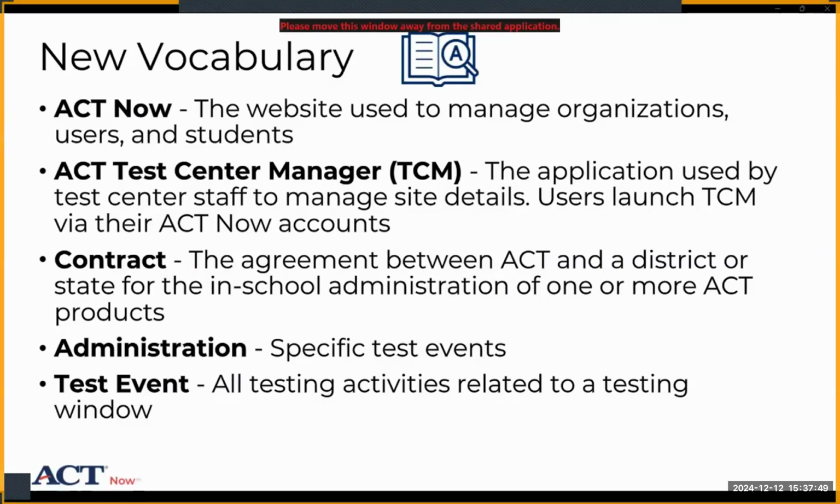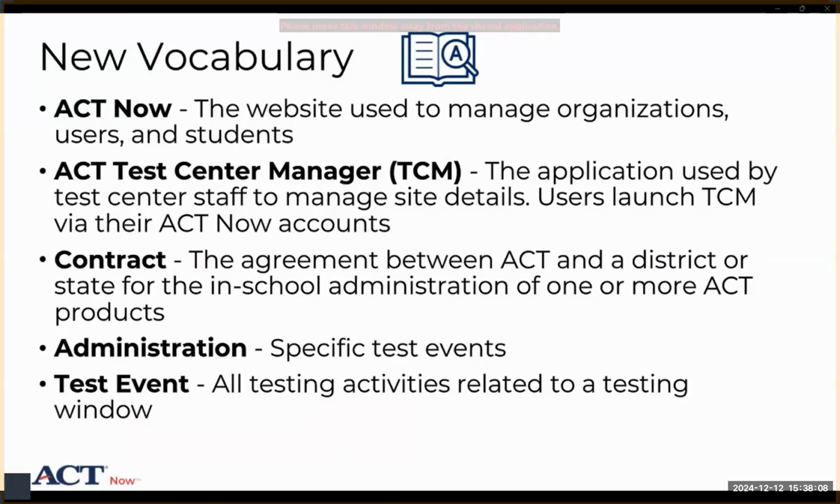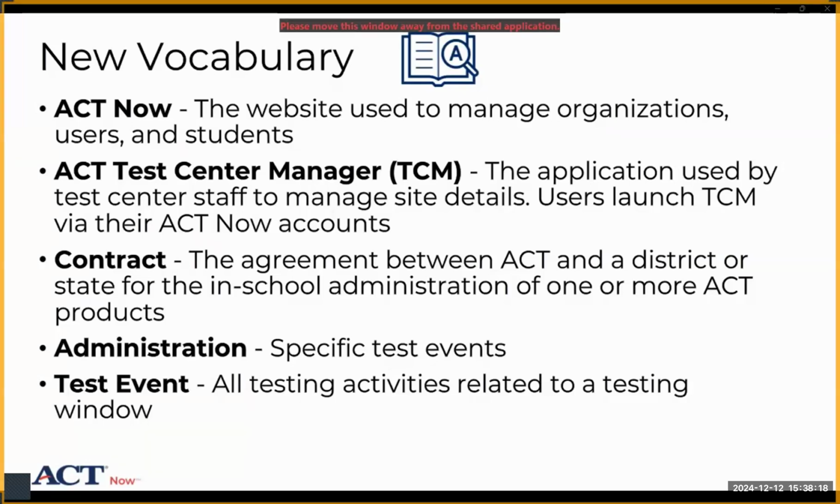Contract. The agreement between ACT and a district or state for the in-school administration of one or more ACT products over a period of 1 or more years. Administration. Each phase within a contract that includes special test events agreed to within your contract. Test event. All testing activities related to a testing window. For example, accommodations testing or online testing, or related to a single date. For example, paper, standard time, based off of your administration.